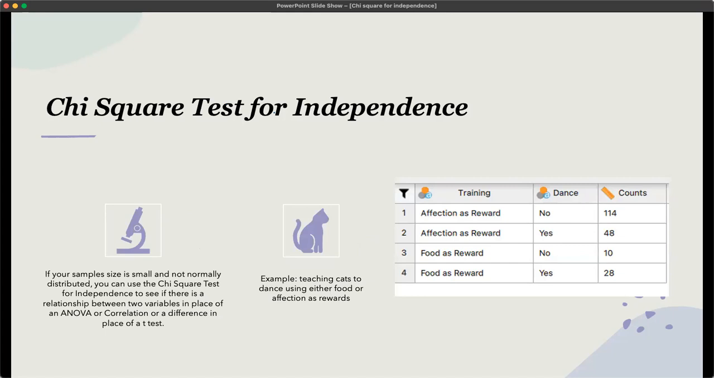So here's the example of the chi-square test for independence. And this is the example with categories of nominal data. So the categories here, we've got training. There's two types of training. So we're training a cat to dance, and this is an operant conditioning type of study where we're using rewards to model behaviors. So in one category, we're looking at using affection as a reward. And then, did the cat dance? It's either yes or no. And then we've got food as a reward. Did the cat dance? Yes or no? And then we've got the count, which is scale data here.